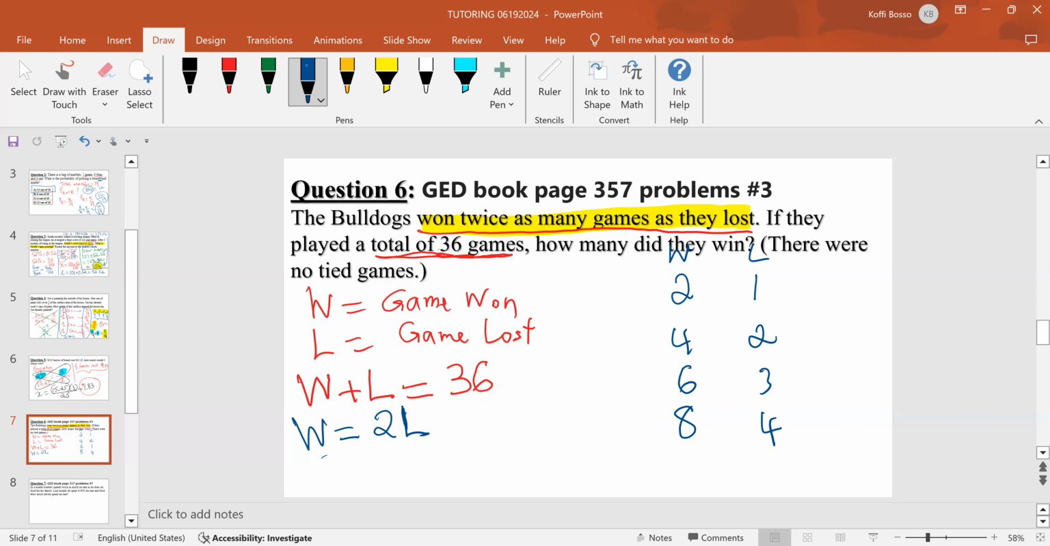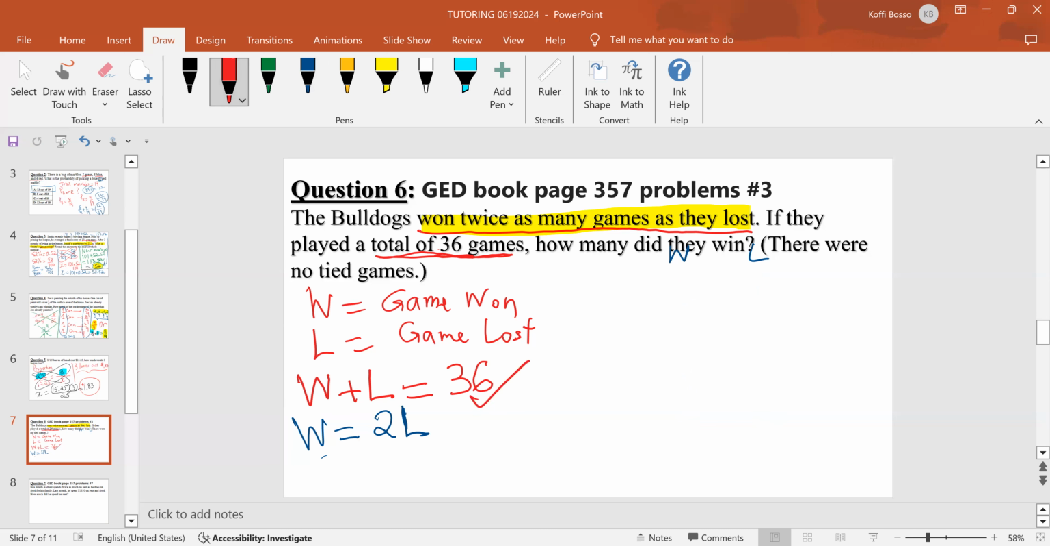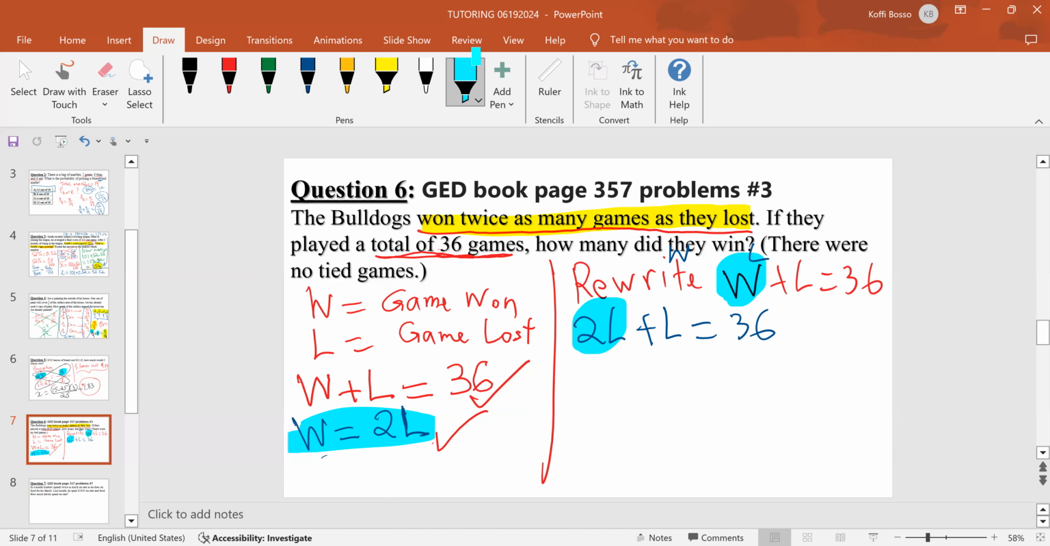So what we're going to do is this. We have two equations, right? We have W plus L equals 36, and we also have W equals 2L. We're going to rewrite the first equation: W plus L equals 36 becomes 2L plus L equals 36. Let me explain to you: this W here is 2L, because W equals 2L. So I replace W by 2L in the equation.